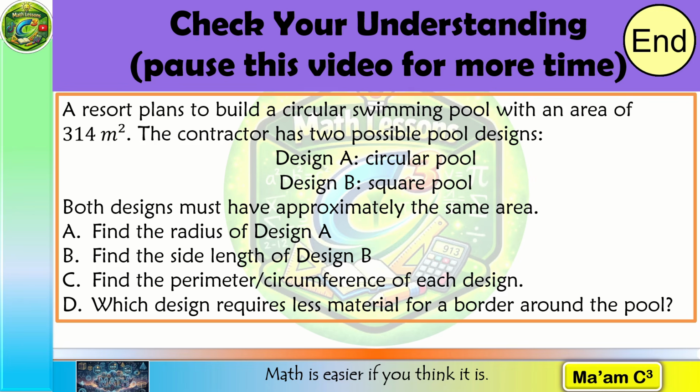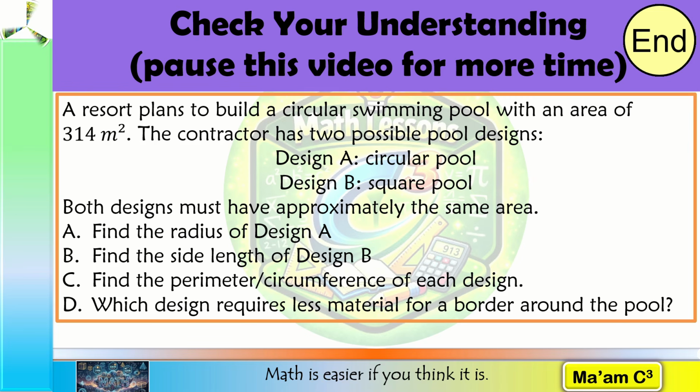Let us answer. A resort plans to build a circular swimming pool with an area of 314 square meters. The contractor has two possible pool designs. Design A, a circular pool. Design B, a square pool. Both designs must have approximately the same area.